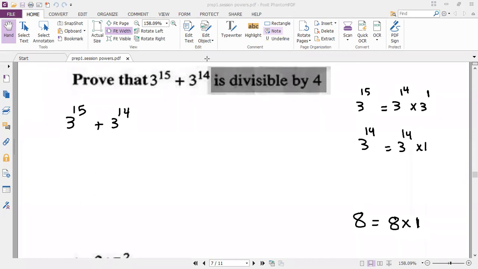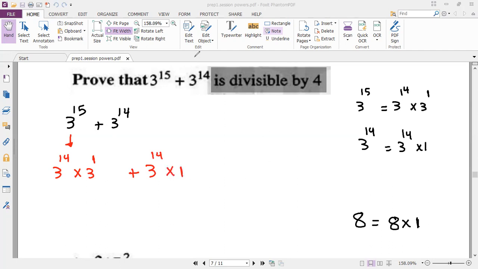So we can write 3 to the power of 15 here, because it's a hard mission to multiply 3 by itself 15 times without using a calculator. But we can write 3 to the power of 15 as 3 to the power of 14 multiplied by 3 to the power of 1. All of us know that 3 to the power of 15 is the same as 3 to the power of 14 multiplied by 3 to the power of 1 plus 3 to the power of 14, we can write it as 3 raised to the power of 14 multiplied by 1.